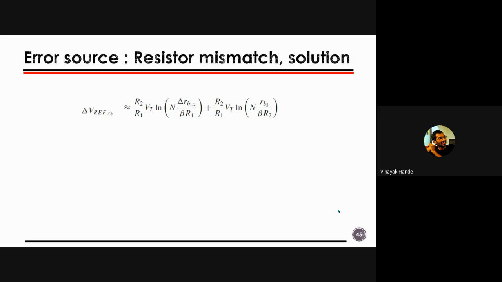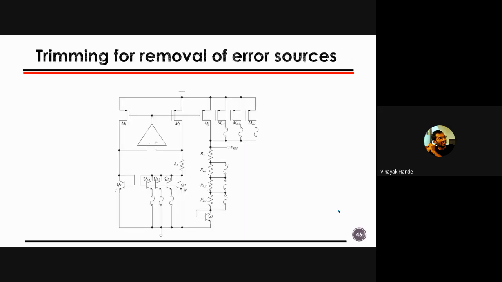Now, how to tackle this kind of thing. There are a lot of error sources which we have seen, and tackling each and every error source is very, very difficult, so people figured out some smart way to tackle this. That is a trimming technique. Here, if there is a mismatch, you can trim this.